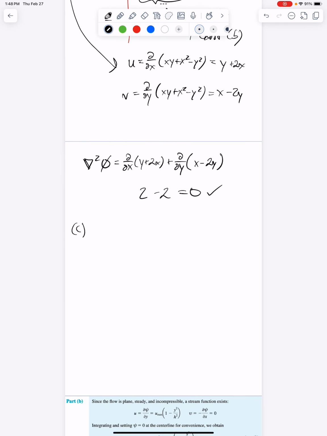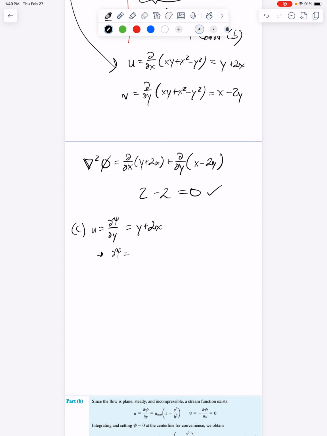In part C, we're now trying to find the streamline function, and it's a very similar process to what we've been doing this whole time. Once again, stating that u, the partial derivative of psi with respect to y, is given as y plus 2x. We're going to do separation of variables.